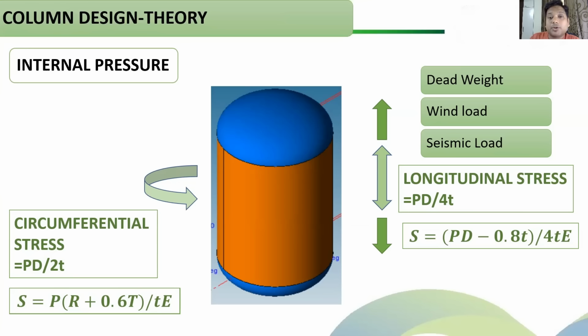Now if additional longitudinal stresses are coming, then you know that the longitudinal stress, which was half of the circumferential earlier, will now increase. It may happen that it goes even higher than your circumferential stress. If that is the case, then your longitudinal stress will start governing the thickness calculation. That is where your column design is different.